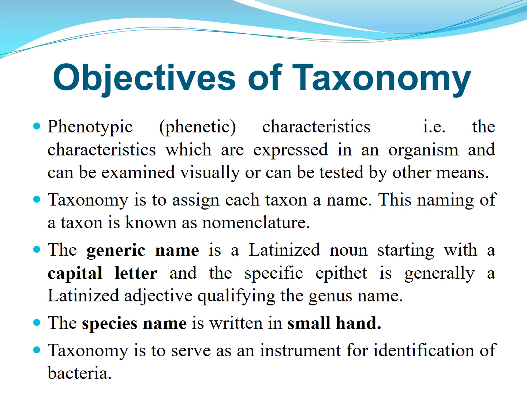The name of a taxon is known as the nomenclature. The generic name is Latinized with a capital letter, as already told. The species name is written in small letters. Taxonomy serves as an instrument for identification of bacteria. Some examples follow.